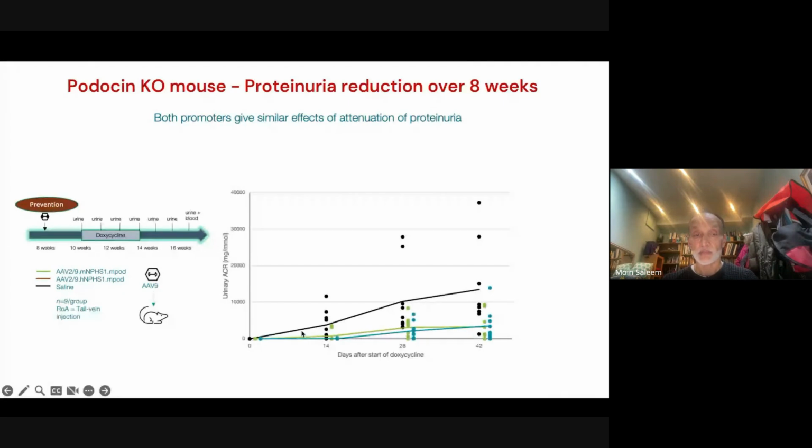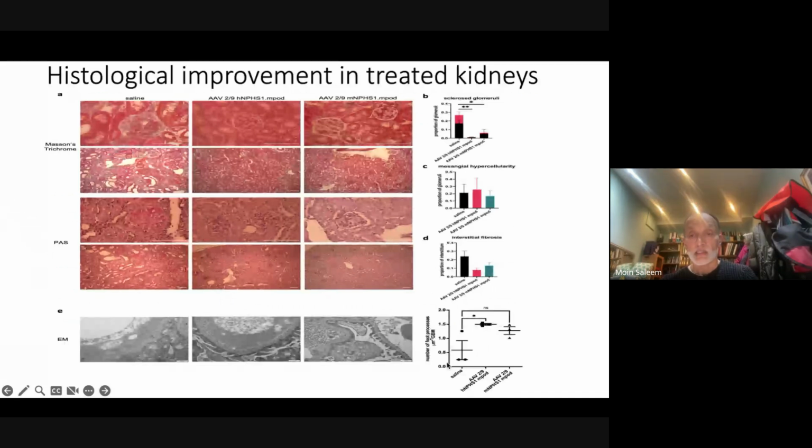And this is proteinuria, so they gradually develop massive amounts of proteinuria over a period of time. And the treated mice, this is 2 different promoters we tried, but they both worked equally well, show much lower degrees of proteinuria as time goes on.